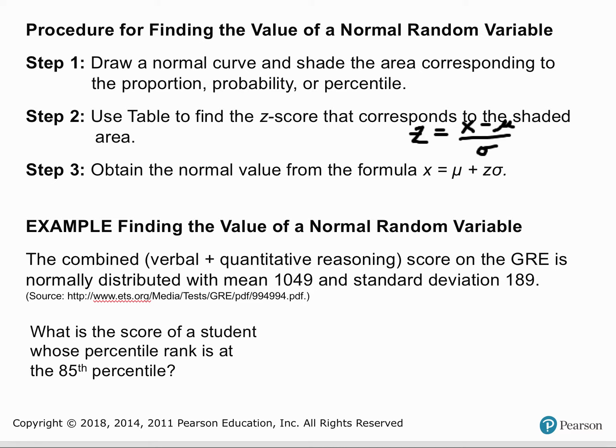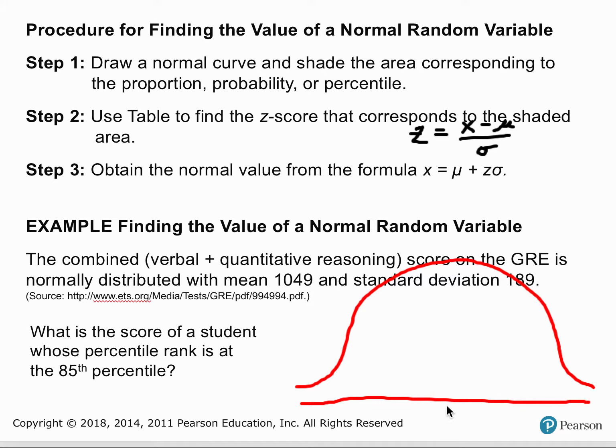All right, so this says the combined verbal and quantitative reasoning score on the GRE is normally distributed with a mean of this and a standard deviation of that. Okay, so what's the score of a student whose percentile rank is at the 85th percentile? Well, let's figure out what that means. Okay, and again, normally is why I draw this. Anytime it says normally, I'm drawing this.